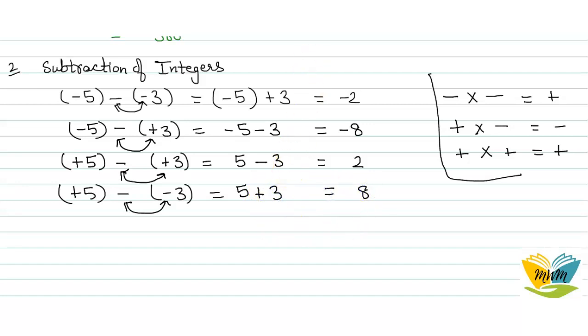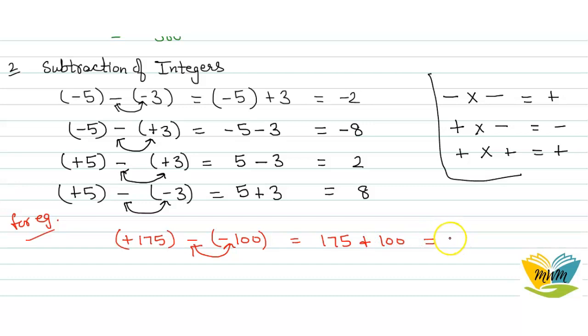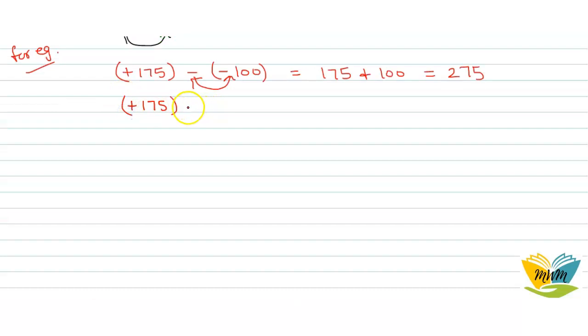I will explain this by giving few examples. Suppose we want to solve plus 175 minus minus 100. Then 175, no need to put plus sign with it, and minus and minus, it will become plus 100. Now 175 plus 100, it is 275.